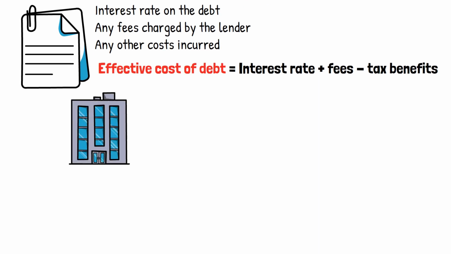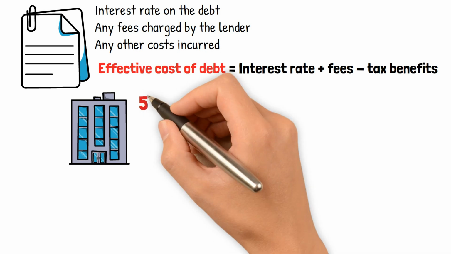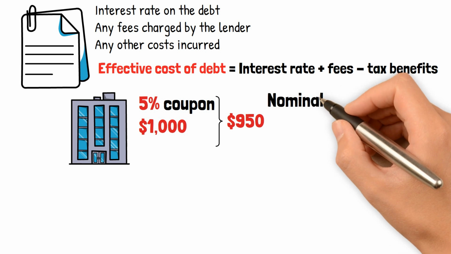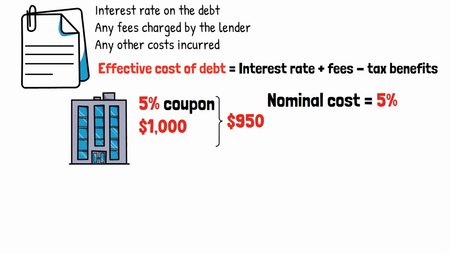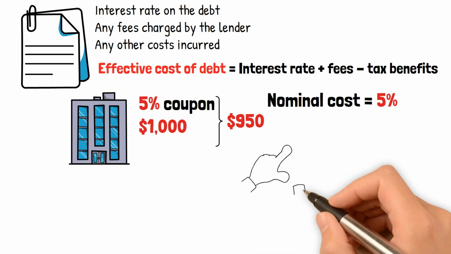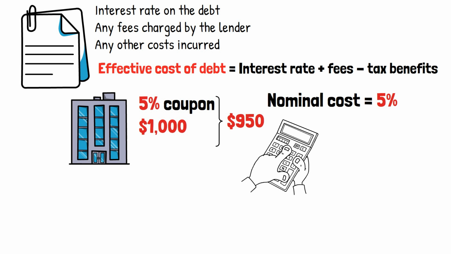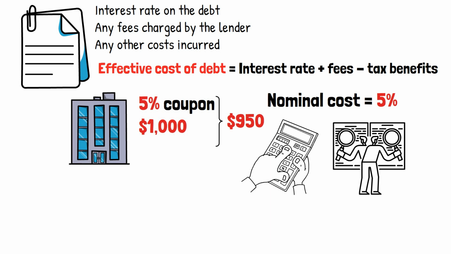For example, if a company issues a bond with a 5% coupon rate and $1,000 face value, the nominal cost of the debt is 5%. However, the effective cost of the debt will be higher once the fees associated with issuing the bond are considered. Additionally, the effective cost of the debt may be lower if the interest payments are tax deductible. Calculating the effective cost of debt is important because it allows borrowers to make informed decisions about taking on debt and compare the costs of different debt instruments.